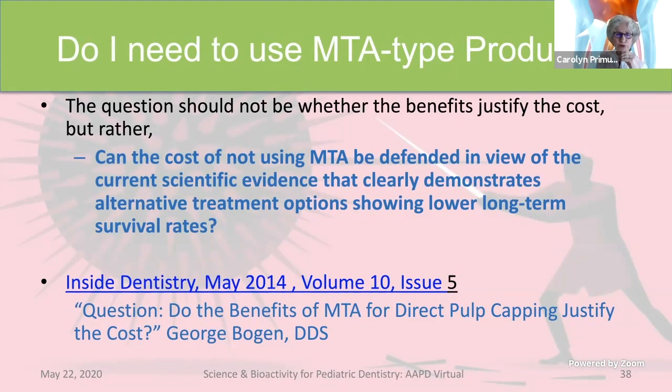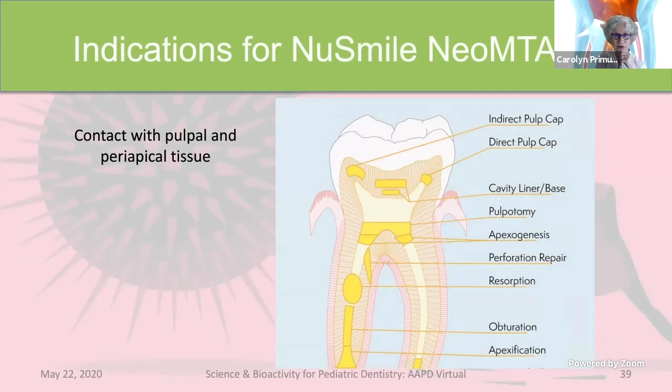At this point, I hope you agree with the statement by Dr. Bogan, who was an early adopter of MTA for pediatric dentistry. And he said, the question should not be whether the benefits of MTA justify the cost, and the costs have come down since he wrote this, but can the cost of not using MTA be defended in light of the evidence, the science, the truth about MTA that shows its superiority and its long-term survival? So I hope you answer that for yourself now.